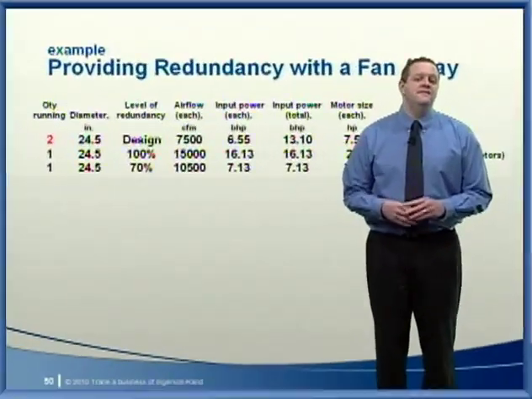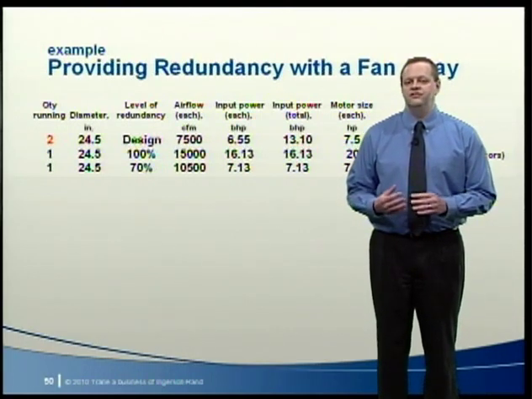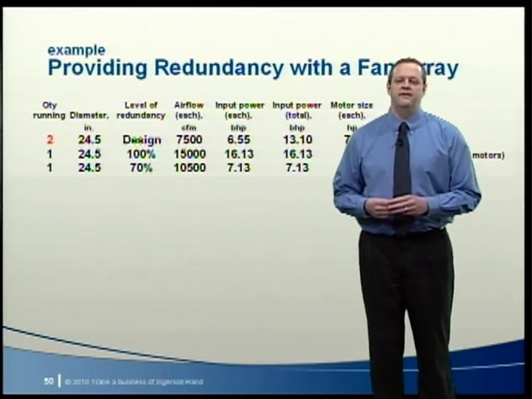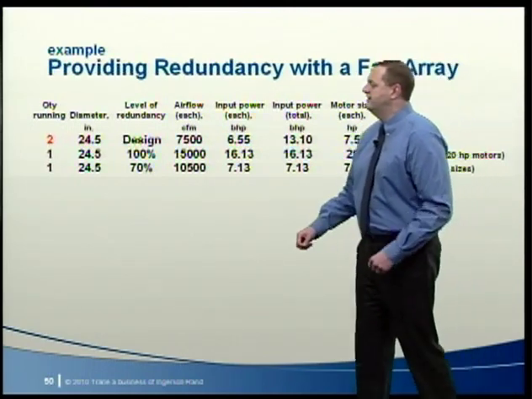As I mentioned, another benefit of using a fan array is that it can provide some level of redundancy. If one fan fails, the other fans are still able to provide some or all of the airflow. Of course, this assumes that the fans were selected to provide this redundancy up front. Using the same 15,000 CFM air handling unit, this table shows the redundancy that can be achieved by using two fans in array. The first row shows the selection at design conditions.